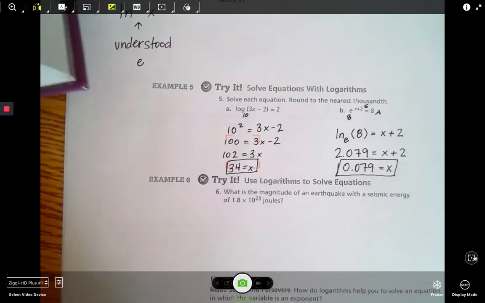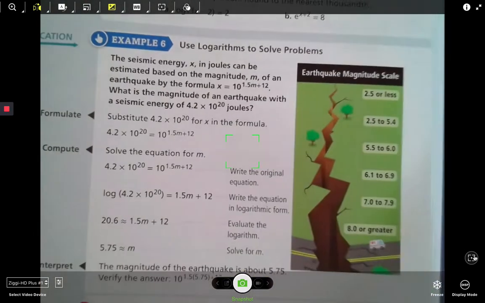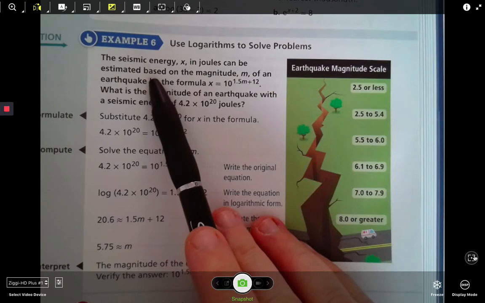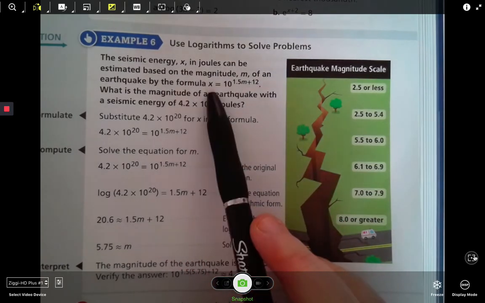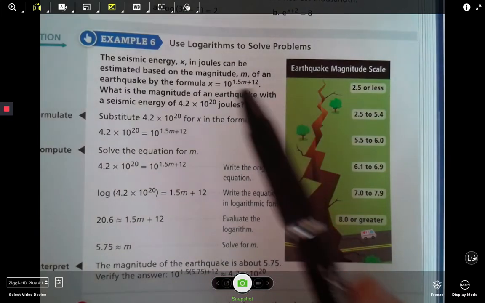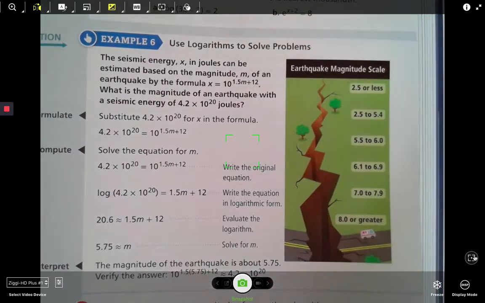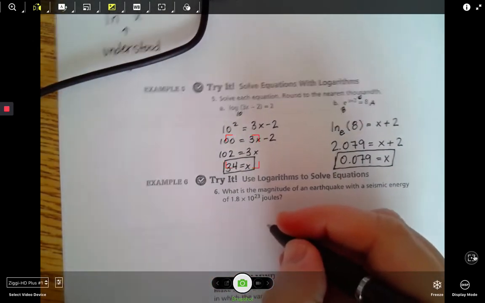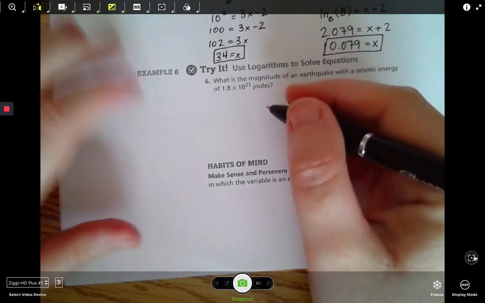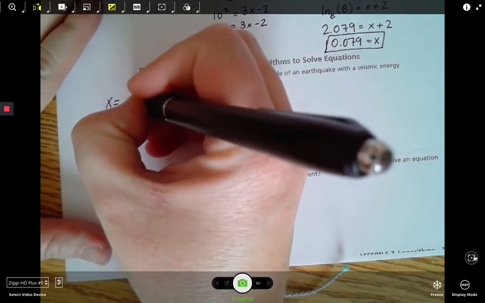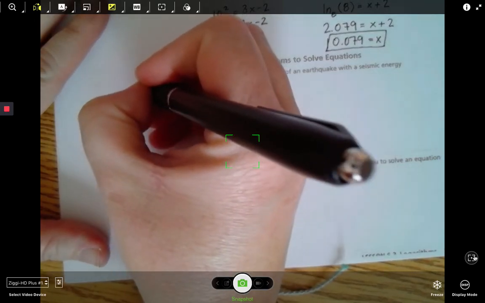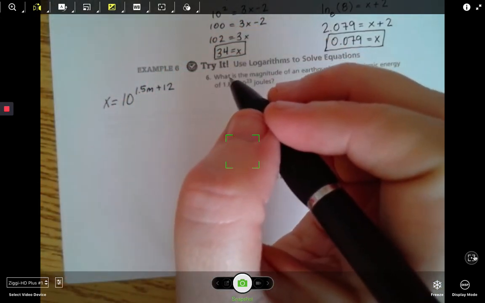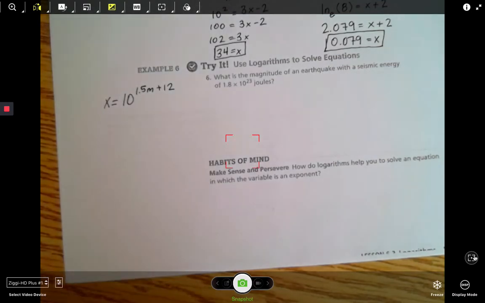All right, for example 6, it says the seismic energy X in joules can be estimated based on the magnitude M of an earthquake by the formula X is equal to 10 raised to the 1.5 M plus 12. And then they wanted us to find the magnitude of an earthquake with a seismic energy of 1.8 times 10 raised to the 23rd. So, I know that X is equal to 10 raised to the 1.5 M plus 12. They gave us that formula.